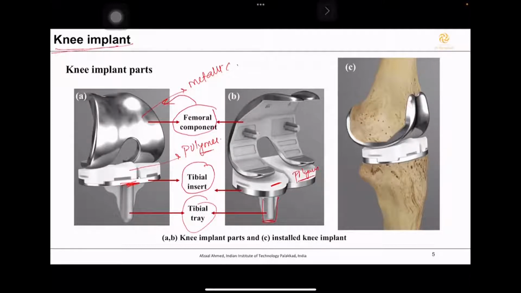So this is the human bone, and now after removing certain parts from the top of these bones, these implants are mounted. So this is how the implant looks like after replacement.